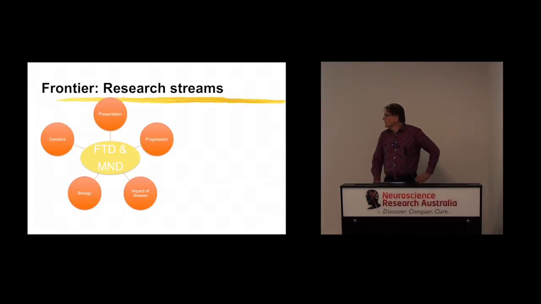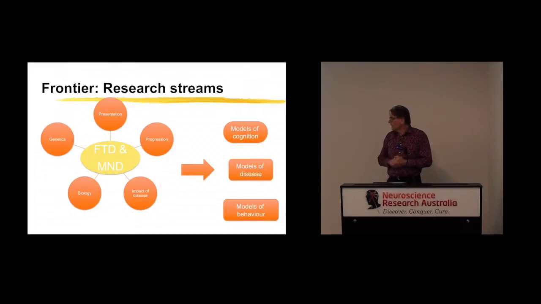So our research is focused on frontotemporal dementia and motor neuron disease, which, as I'll explain, are overlapping conditions, looking at multiple aspects of this, ranging from genetic and pathological through to the impact of the disease on caregivers and the burden, to inform us about the disease, but also to inform us about normal cognition from the way that it breaks down in frontotemporal dementia, which offers a unique window into cognitive organization.